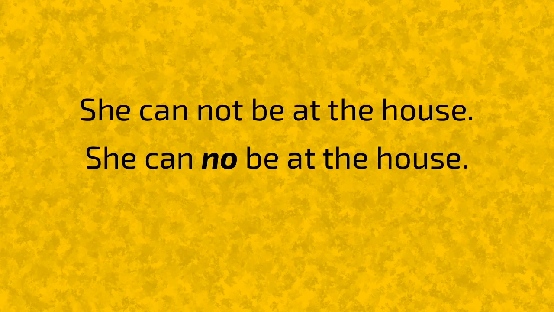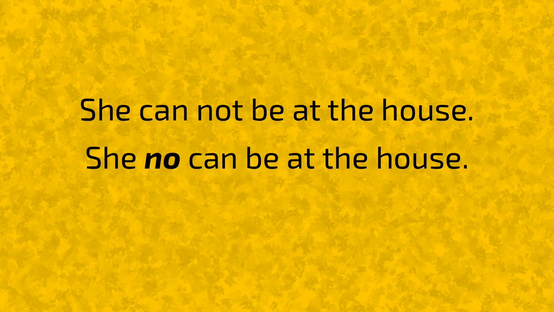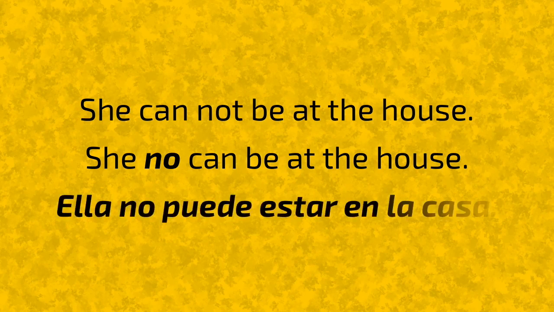Generally, the adverb no is going to go before the verb structure can be. In Spanish sentences, verbs like to stay in their own little clique and stay together with no interruption. So to leave them alone, we'll put the no before the can be. She no can be at the house. If you don't like the way I'm mixing up the Spanish and English, here's the sentence fully in Spanish. Ella no puede estar en la casa.